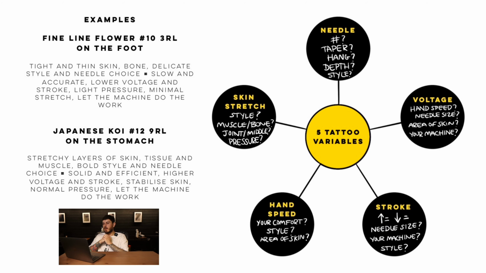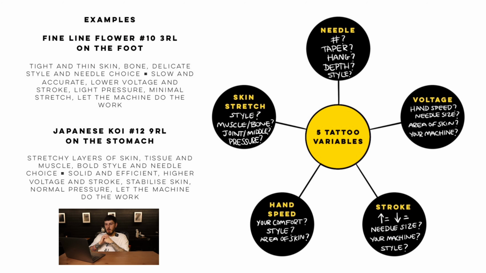Let's say we're doing a fine line flower on the foot, a 10 gauge 3-round liner on the foot. So 10 gauge 3-round liner, fine needles, 3-round liner is a small configuration, so it's going to penetrate the skin relatively easy. It's on the foot, so we've got tight and thin skin with all of that bone underneath. Delicate style and a delicate needle choice, which means this equals a slow and accurate technique.